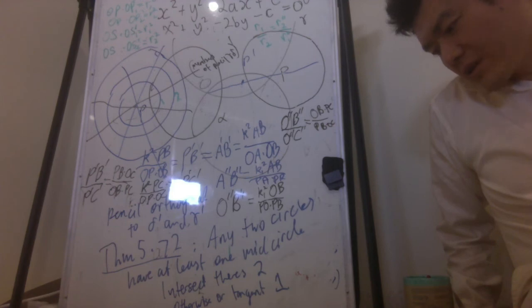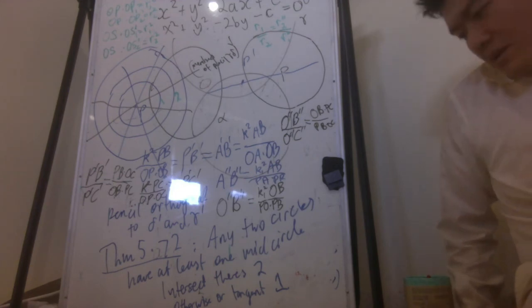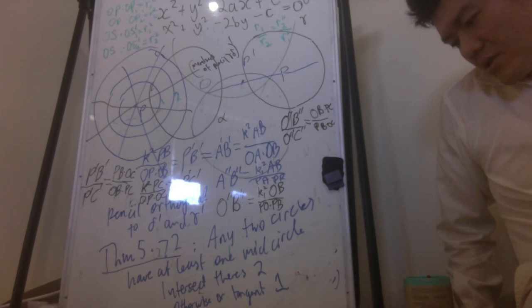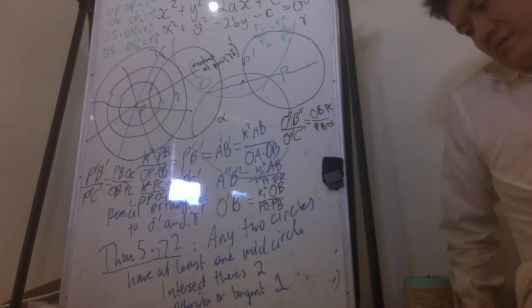If alpha inverts into beta, we call omega a mid-circle of alpha and beta.